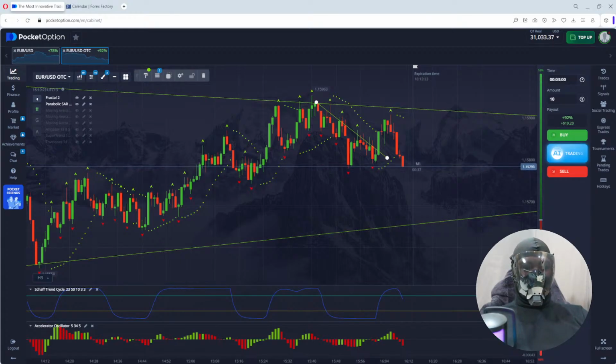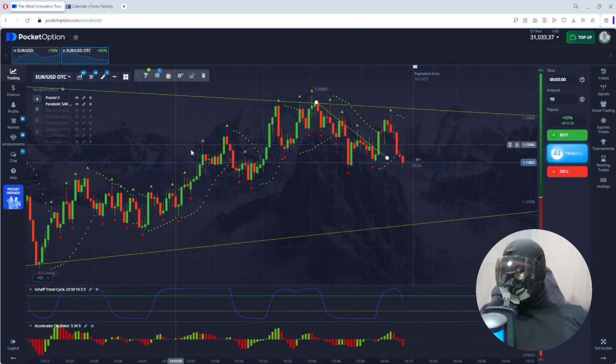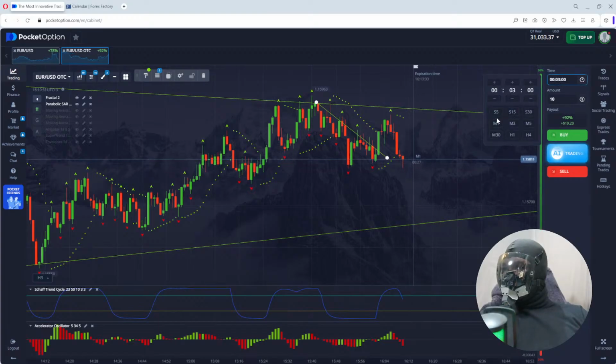Something worth keeping an eye out for. All right, so we're still sticking with it now. We got the crossing of the zero line. Let's take a 1-minute trade, right?